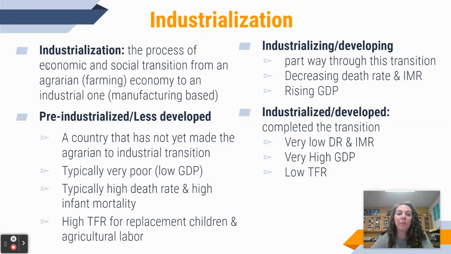So when we talk about industrialization, that is essentially the process of economic and social transition from an agrarian economy, where we're based on farming, we're growing our own food.